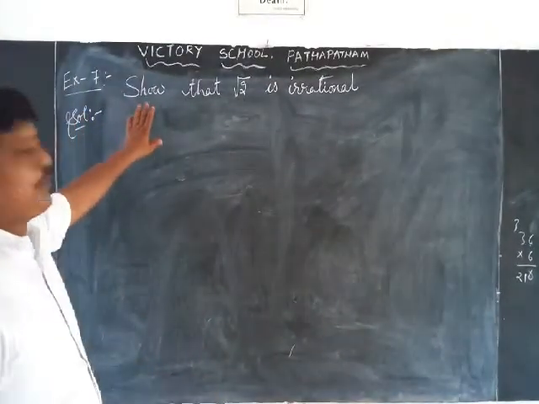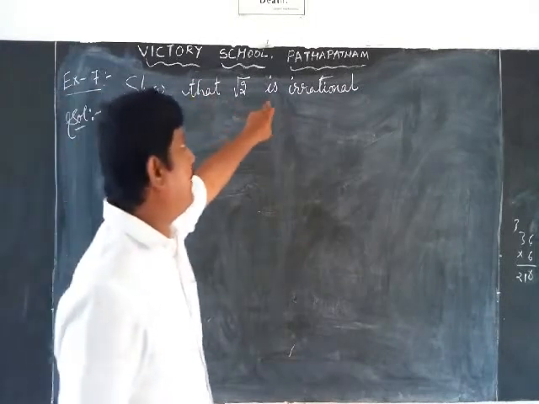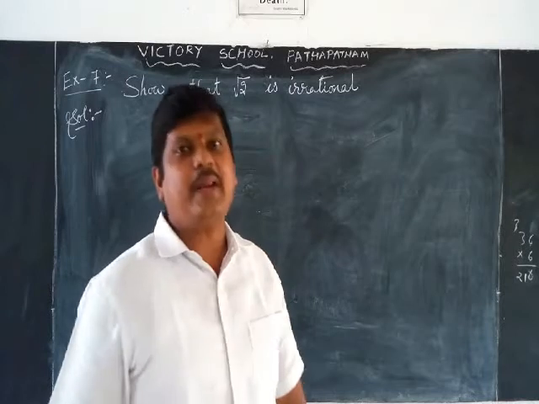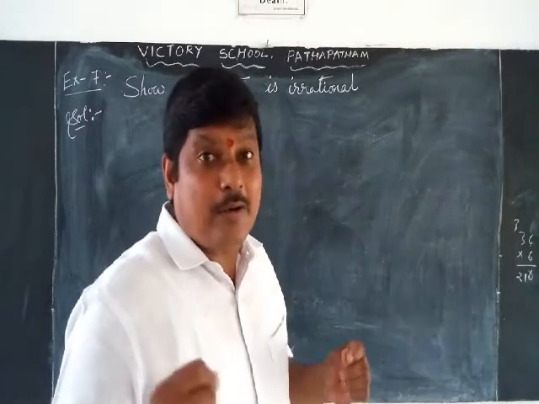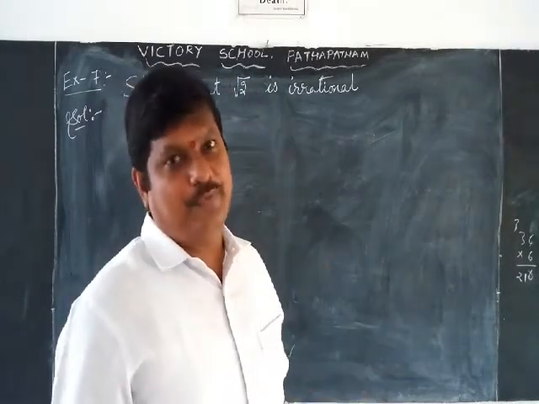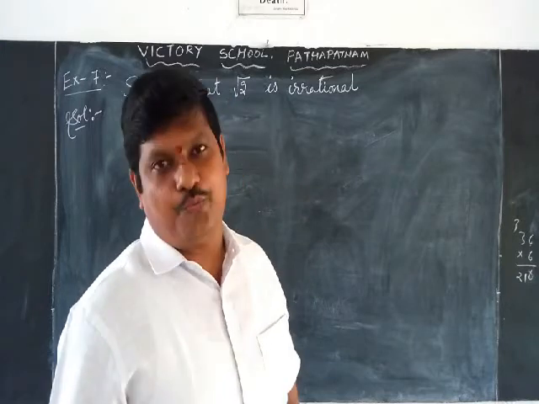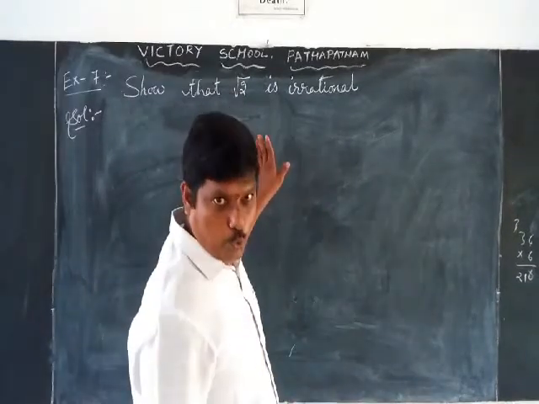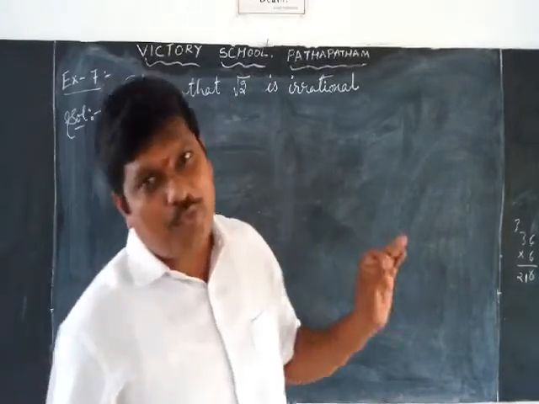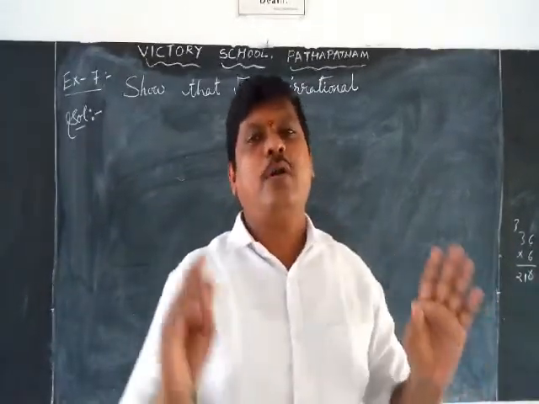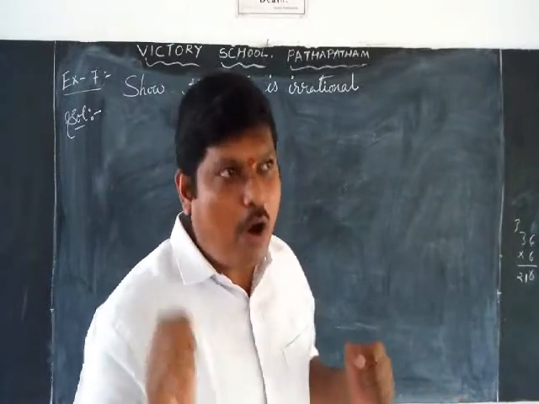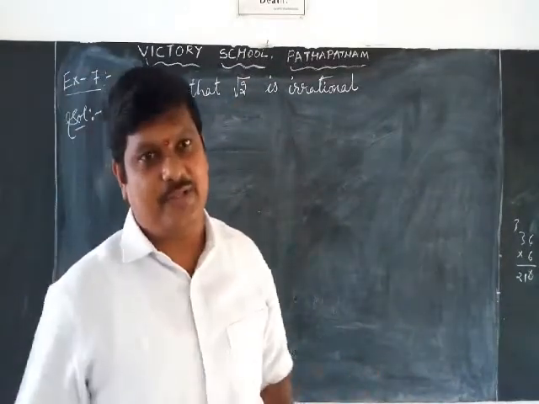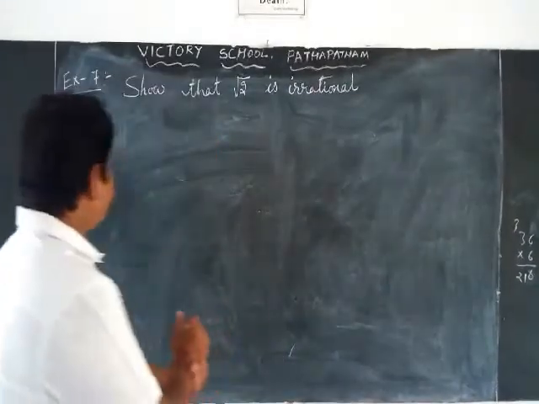Okay, show that root 2 is irrational. What is meant by an irrational number? If a number is not in the p by q form, we cannot write it in the p by q form, that number is called an irrational number. Example, root 2, root 3, root 5, root 7, these all are irrational numbers. So how can we show that root 2 is irrational? Let us discuss it.